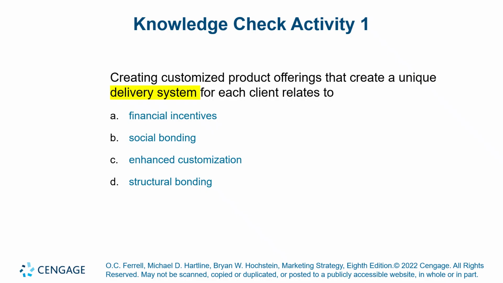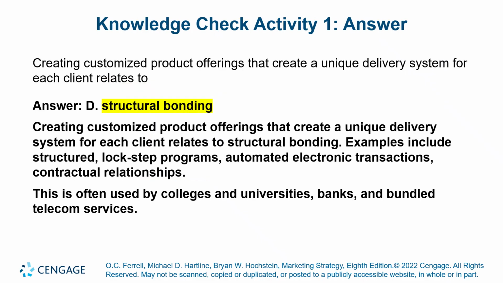Now let's continue. So what's your answer to this? It is structural bonding, right? Creating customized product offerings that create a unique delivery system for each client relates to structural bonding. Examples include structured lockstep programs, automated electronic transactions, and contractual relationships. This is often used by colleges and universities, banks, and bundled telecom services.